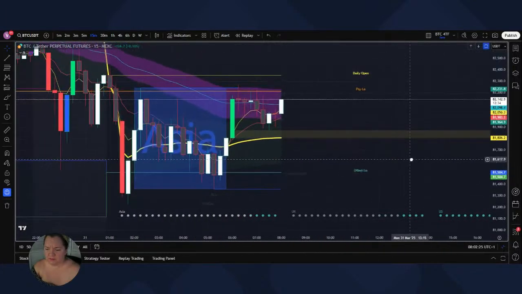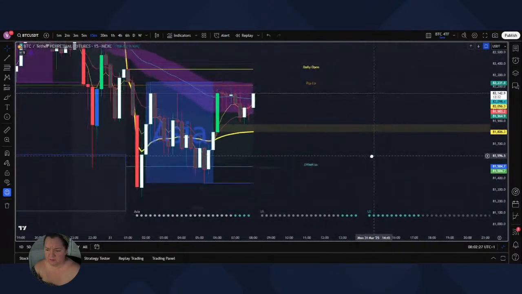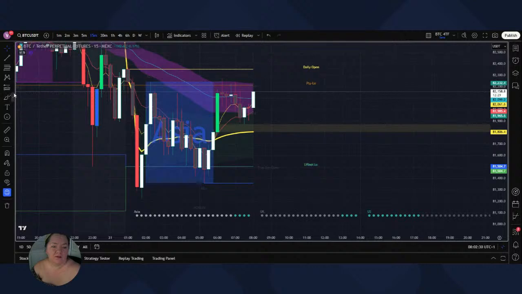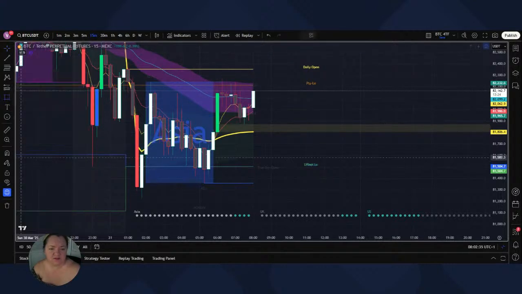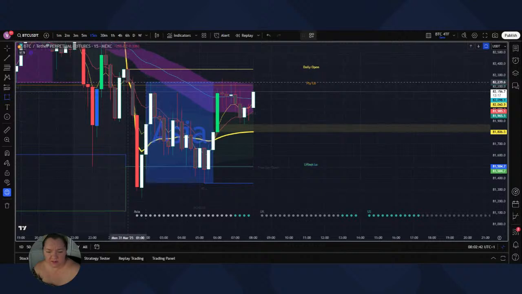This is the way that I do my analysis, just so I can visualize the Asia range easily. The Asia range for us is actually here. It's 1 a.m. London time to 1 p.m. London time. So it's a 12-hour range that we're going to be creating the range for. And we want to see how the market moves within that range over that 12-hour period.